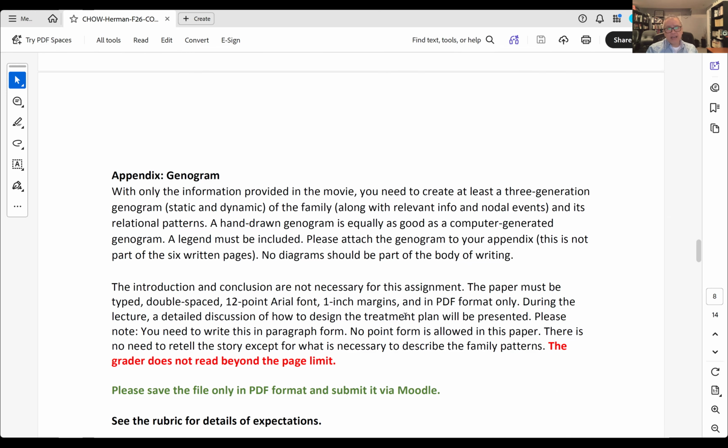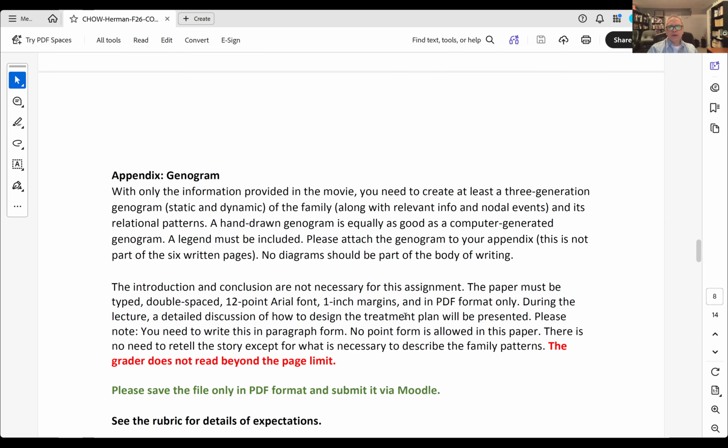For the genogram, a hand-drawn genogram is equally as good as a computer-generated genogram. You won't get bonus points for anything, right? If it's easier for you to use a computer-generated one, you certainly can, but you must include a legend on the side. The legend should include what the symbols you're using mean.